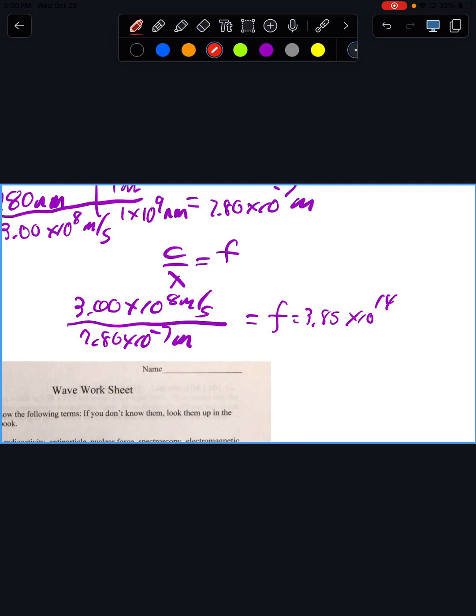What are your units? Meters cancels with meters. Seconds. Where is your seconds? Is it in the numerator or the denominator of that fraction? Denominator. So your units are not seconds, but 1 over seconds, which is usually reported as inverse seconds, okay? Inverse seconds and seconds are not the same thing. Inverse means it's in the denominator.